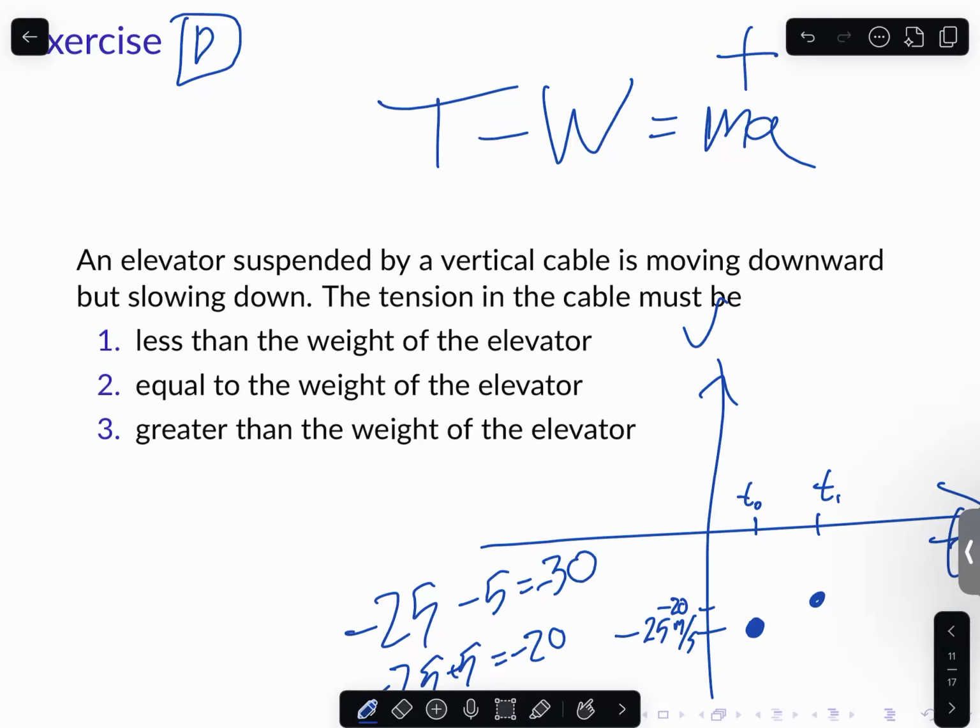Just said this. The correct answer: if T minus W is a positive number, the positive one of those must be bigger. Tension is bigger. T is bigger than weight. Correct answer is 3.